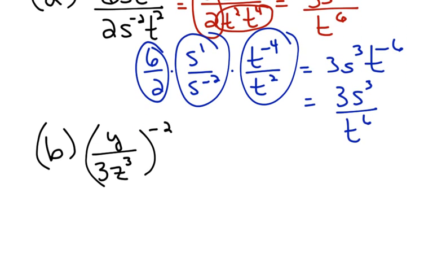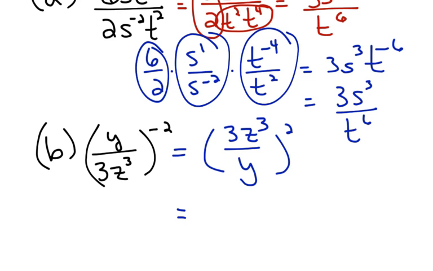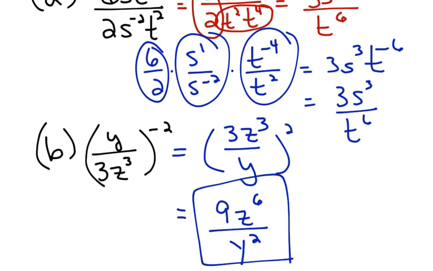In problem B, because the outside exponent is negative, the laws of exponents say that I can do this. Flip the inside fraction and then make that exponent positive. Now it's a lot easier to deal with this problem. 3 squared is 9, z to the 3rd squared is z to the 6th, and the denominator is y squared. And then that would be your final answer.